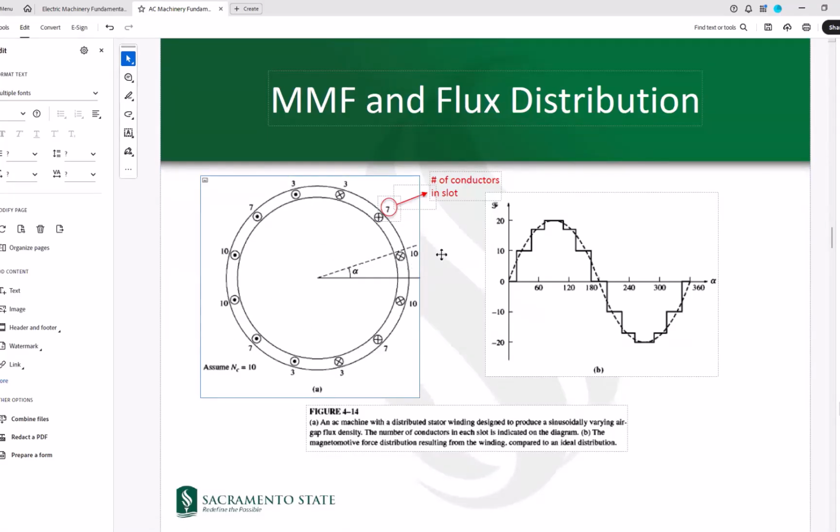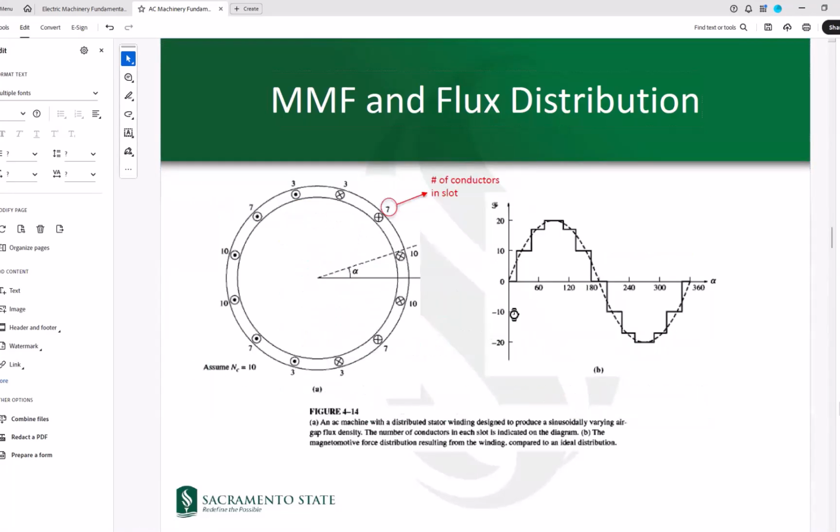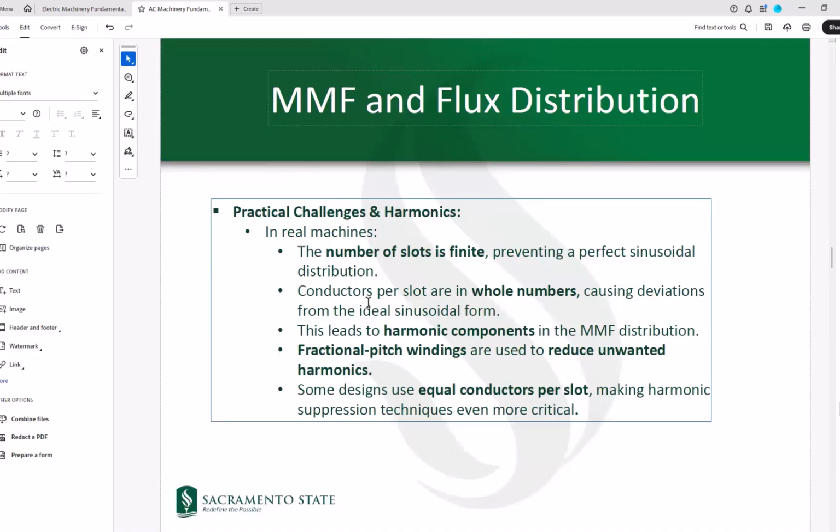So in summary, it is not easy to get a sinusoidal distribution of the flux. You have to come up with a lot of tricks, schemes, and manufacturing designs. Some practical challenges: this stepwise pattern would add a lot of harmonics. In order to reduce those harmonics, you would have to come up with a lot of ideas in practice. The number of slots, we know it's finite, right? So in reality, it's preventing a perfect sinusoidal distribution. Conductors per slot are whole numbers, so you cannot have a fractional number of conductors. This would cause deviations from the ideal sinusoidal form, which leads to harmonics.